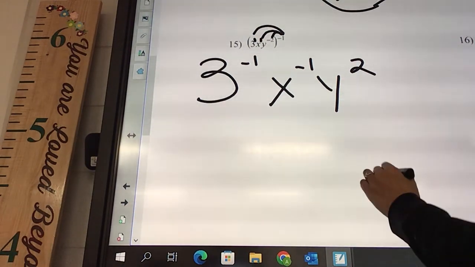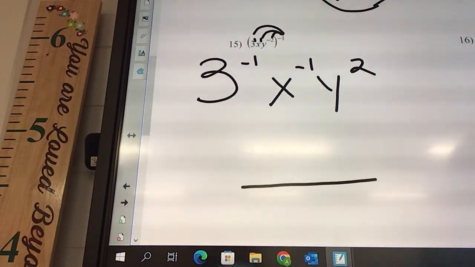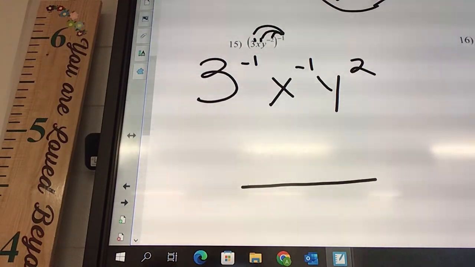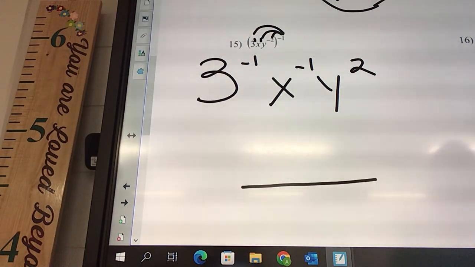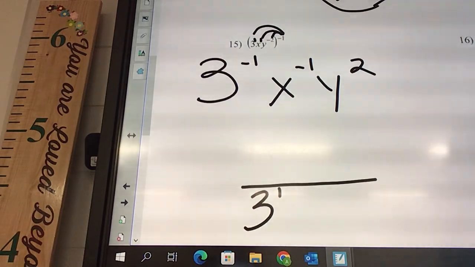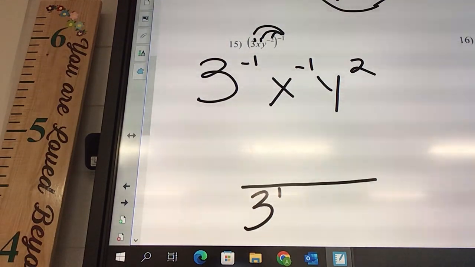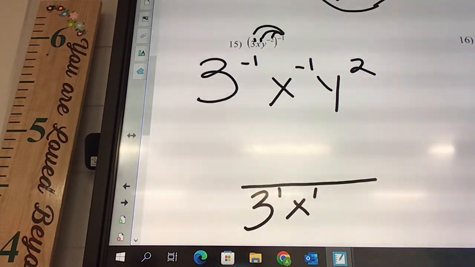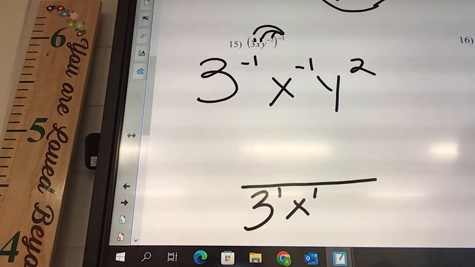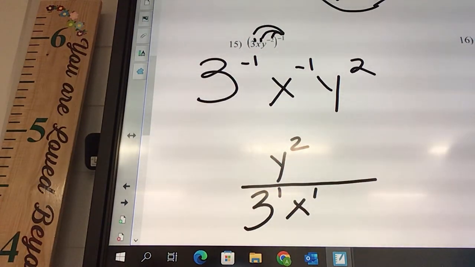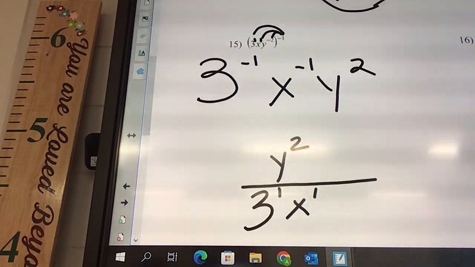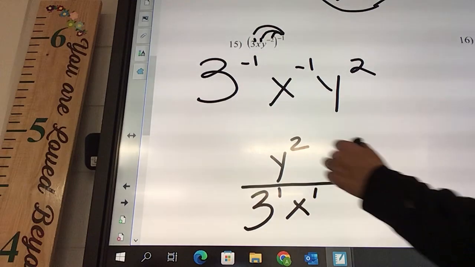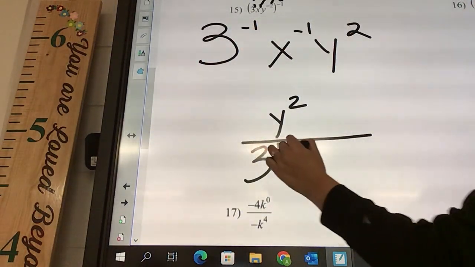Okay, where does the 3 to the negative 1 go? Does it have a negative exponent? Yeah, so then it needs moved where? To the bottom. X to the negative 1, where is it going to go? Bottom. Y to the 2. Top. Okay, and then last but not least, you need to simplify this. What is 3 to the 1 power? It is just 3, okay? So if you don't want to rewrite the whole thing, just erase the 1 right here, and then it's done.